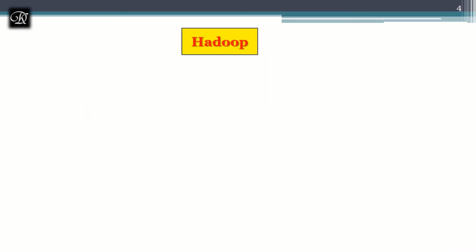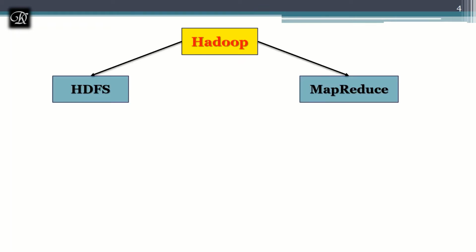We have already seen from the previous video that Hadoop has mainly two components, that is HDFS and MapReduce. HDFS stands for Hadoop Distributed File System. This initially came from Google's GFS, the Google File System. Here we need an idea from the operating systems subject of what a file system is.